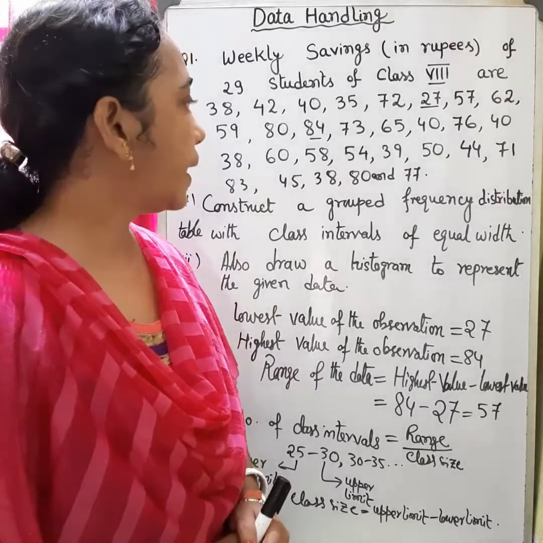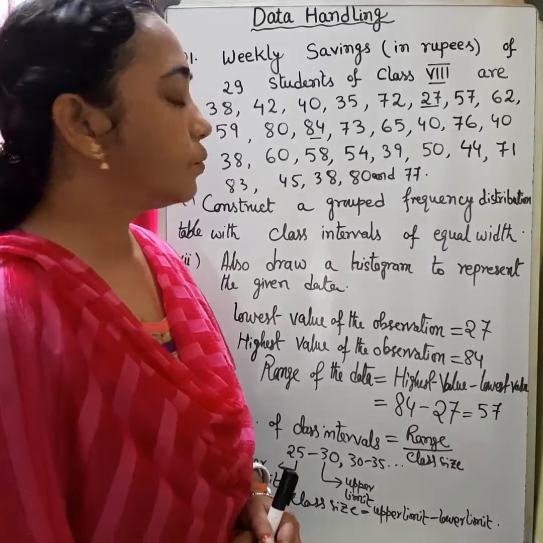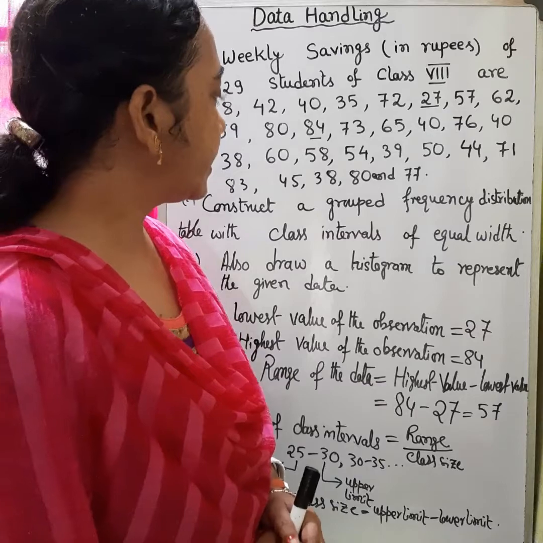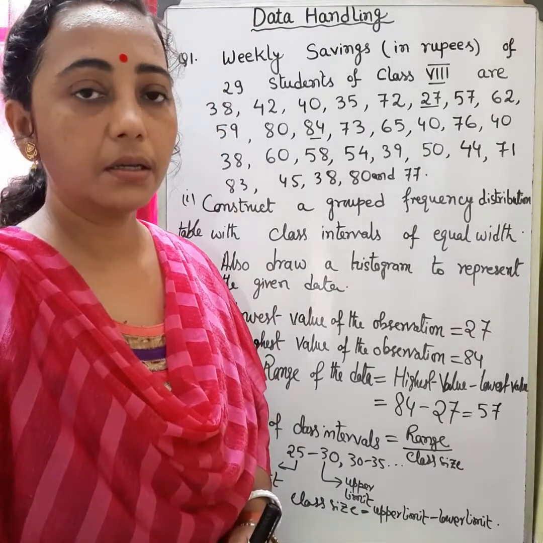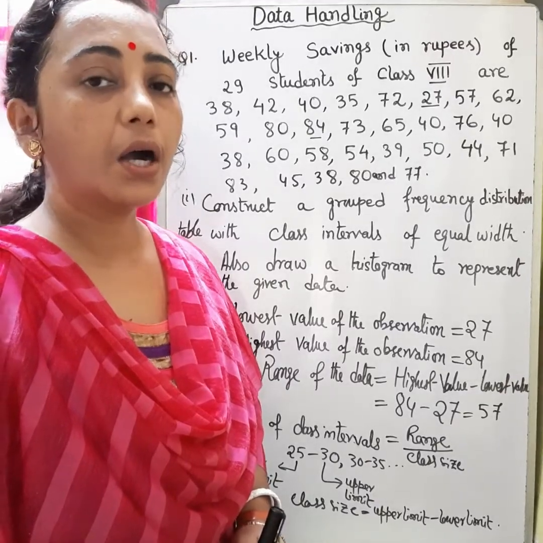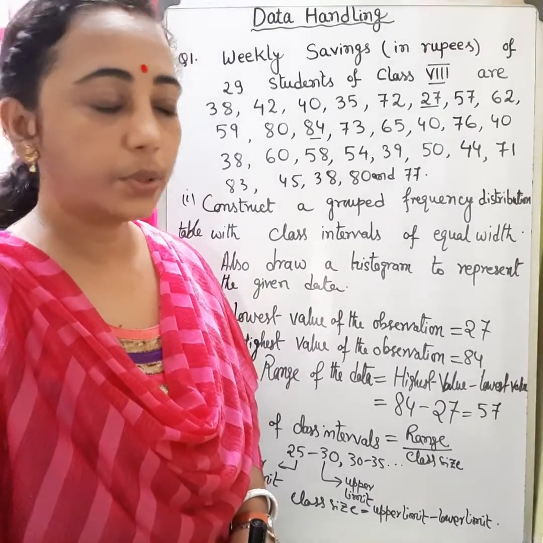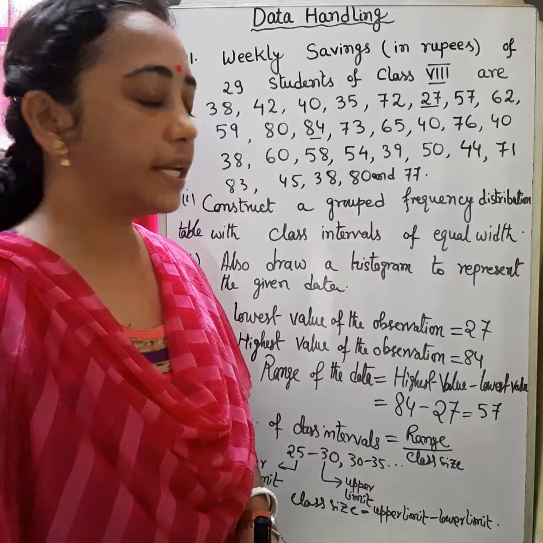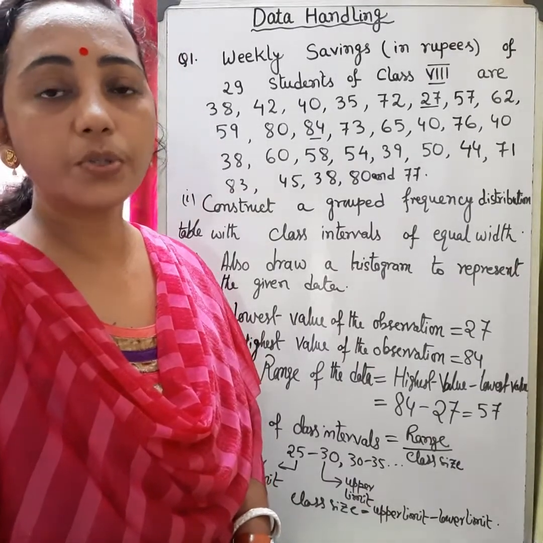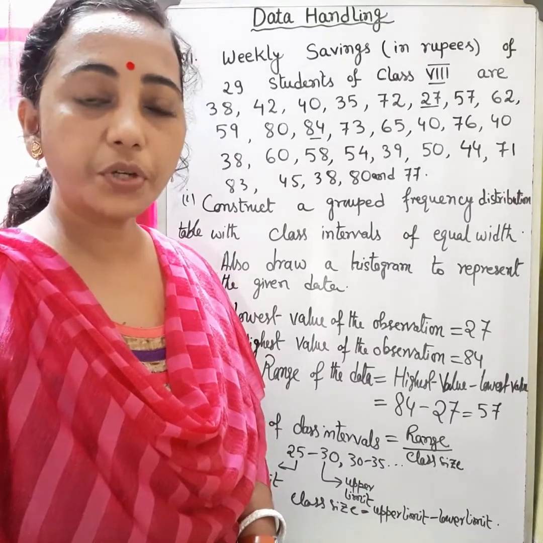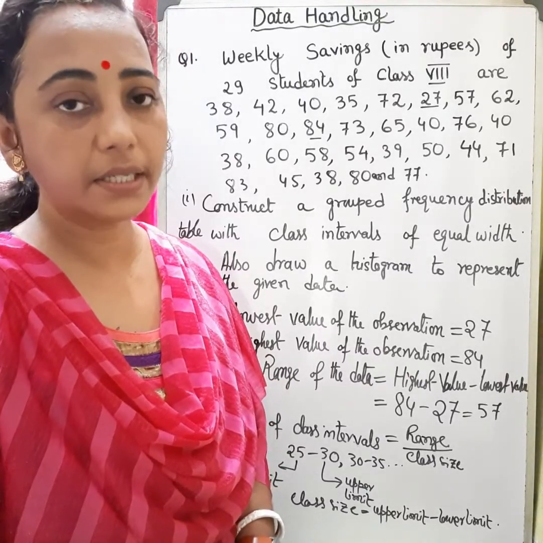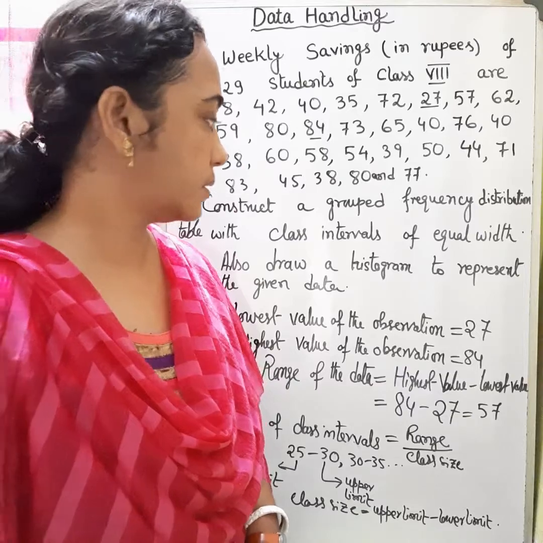So now by observing the given data, we can see that the given data is in the form of ungrouped data. So let us prepare a grouped frequency distribution table by arranging the given data into small groups of equal class size. The small groups of equal class size are called class intervals or classes.